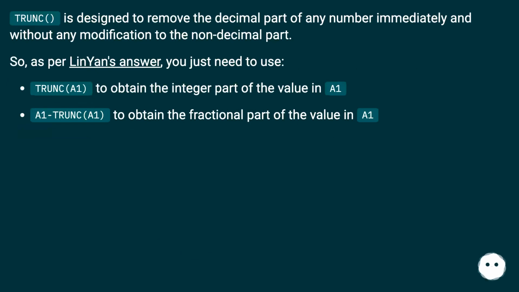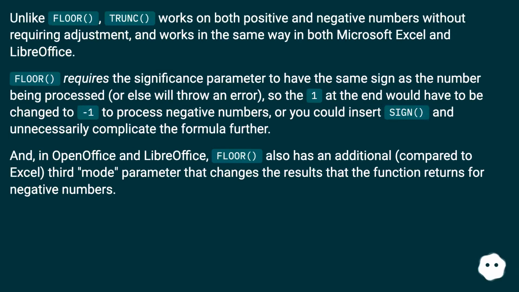TRUNC is designed to remove the decimal part of any number immediately and without any modification to the non-decimal part. So, as per Linyan's answer, you just need to use TRUNC(A1) to obtain the integer part of the value in A1, and A1-TRUNC(A1) to obtain the fractional part of the value in A1. Unlike FLOOR, TRUNC works on both positive and negative numbers without requiring adjustment, and works in the same way in both Microsoft Excel and LibreOffice.